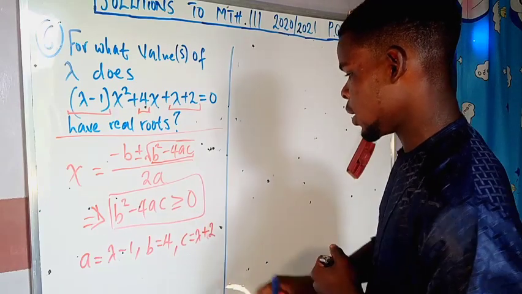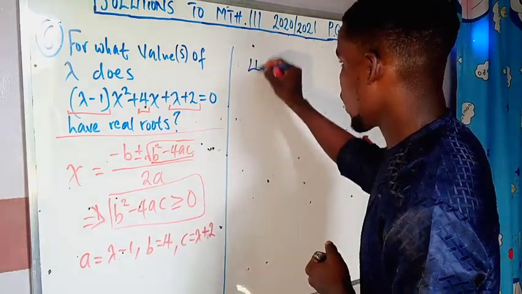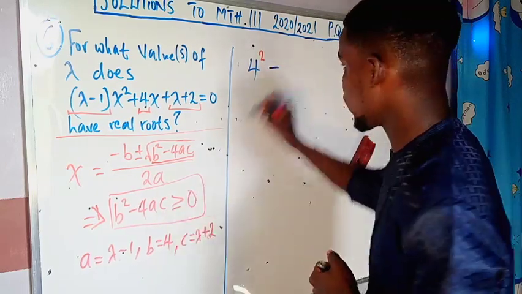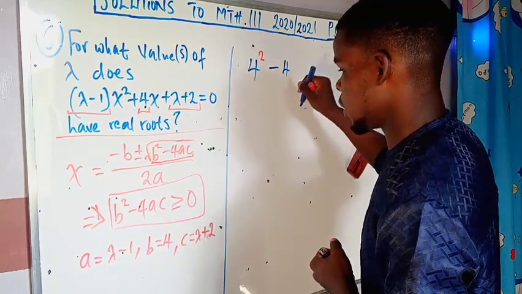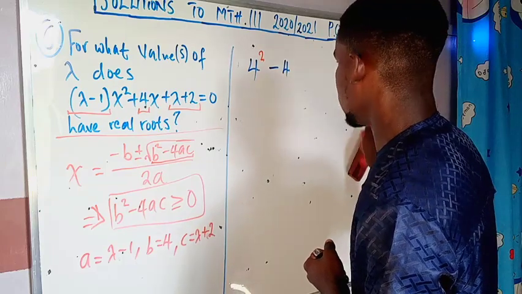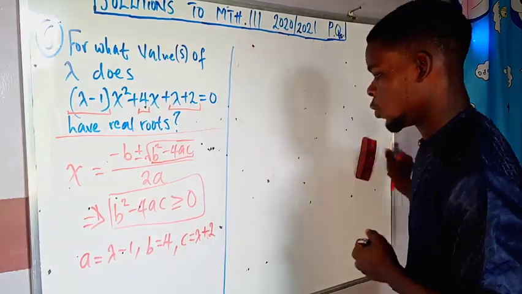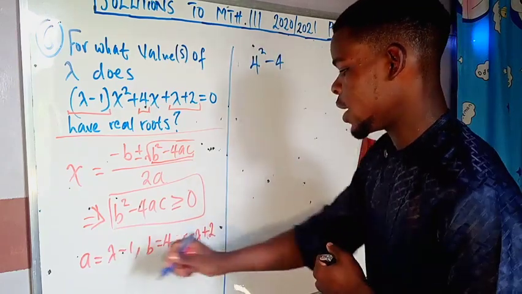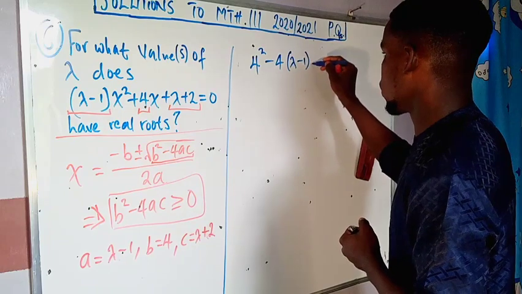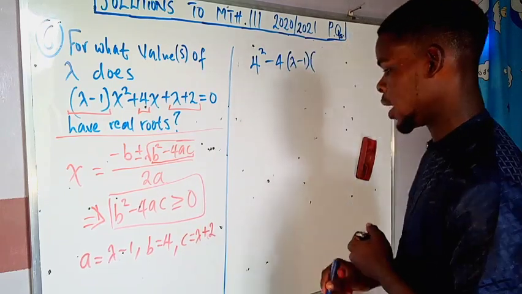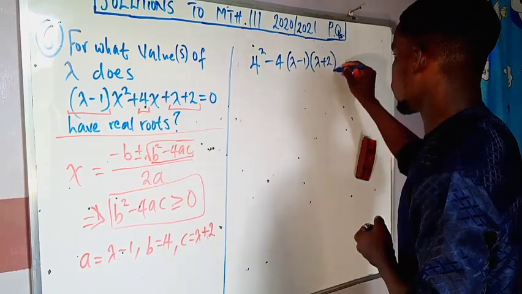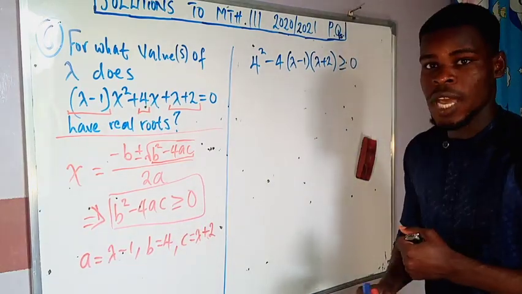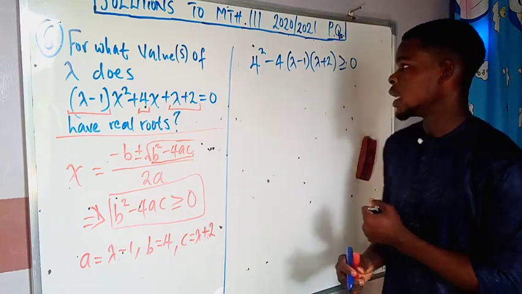So that tells us that in place of b, we are going to put 4, and then we have to square that 4. And then we say minus 4ac, 4 times a times c. Let's write it well. We have 4 squared minus 4 times a, where a here is just lambda minus 1, times c. C here is lambda plus 2. And we have that to be greater than or equal to 0. So we have to find the values of lambda that satisfy this.